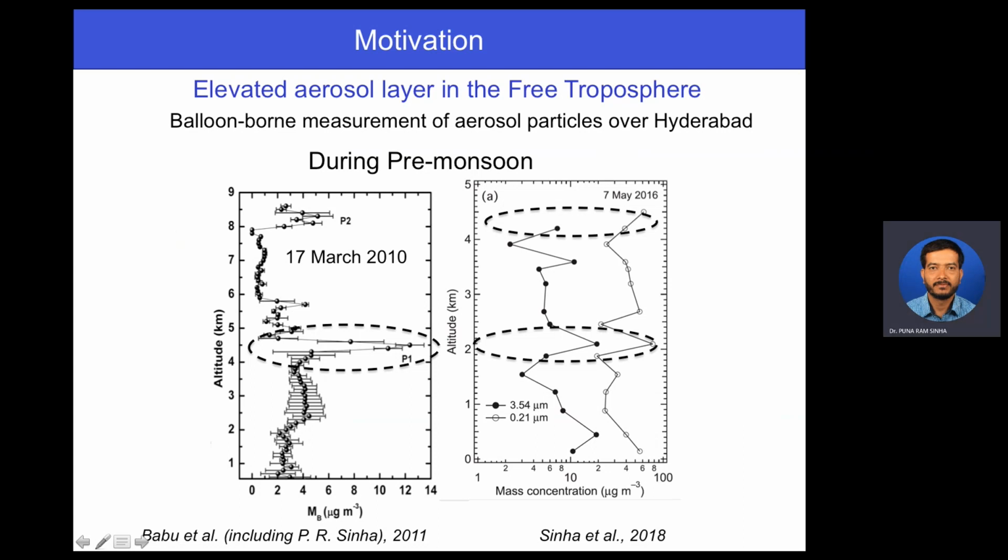As you can see from these two graphs, at 4.5 kilometer we have an elevated layer. This also indicates some presence of elevated aerosol layers. Unfortunately, the pump didn't work after this altitude, so we had to stop this observation. But this also indicates that at 4.5 kilometer we have high aerosol loadings in the troposphere.